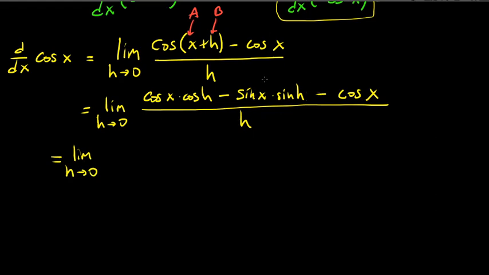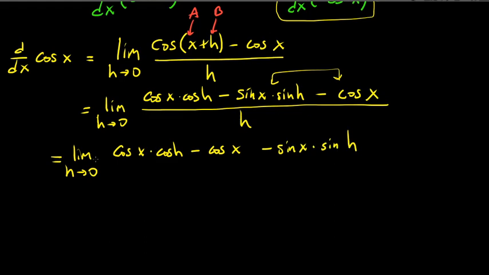So here's what I'm going to do. I'm going to switch these two terms. You can always change the order, right? Cosine of x times cosine of h, and then minus the cosine of x, and then minus the sine of x times the sine of h. So you can always change the order of the terms. 1 plus 2 is 2 plus 1, and so on. Okay.